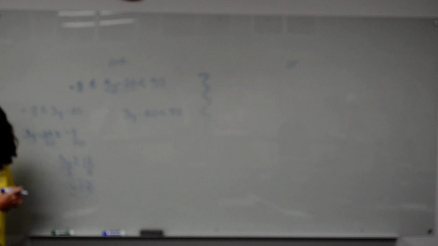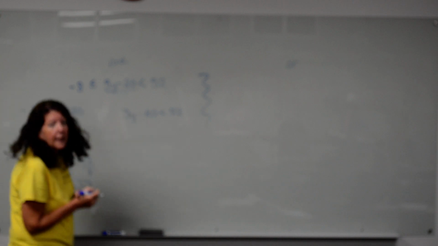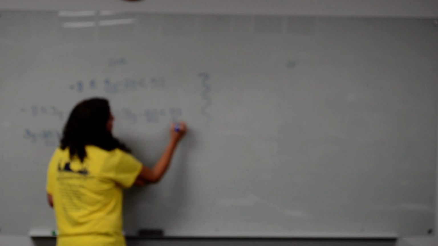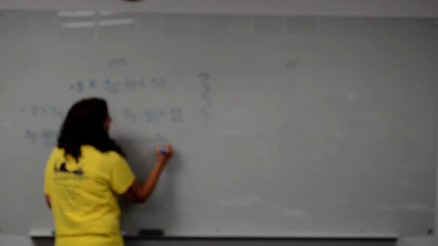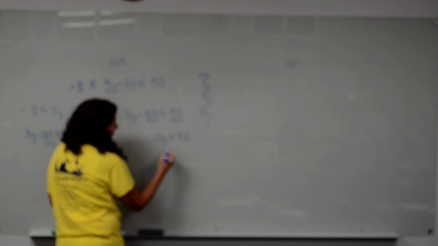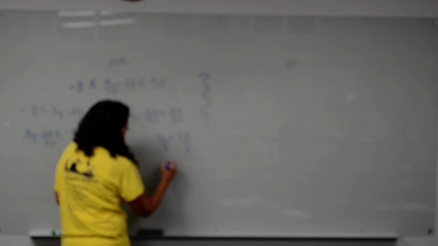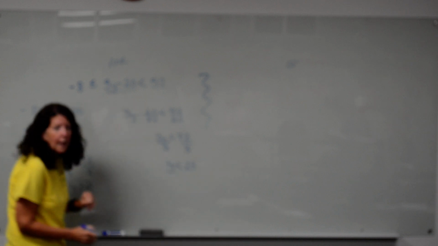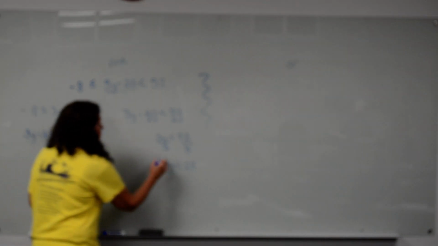So that's one thing I'm going to graph. Then I'm going to come over here and solve this one. I'm going to add 20 to both sides. So I have 3y is less than 72. And then when I divide that by 3, I'm going to have y is less than 24. So that's the other one. Now I'm going to put both of these numbers on one number line.